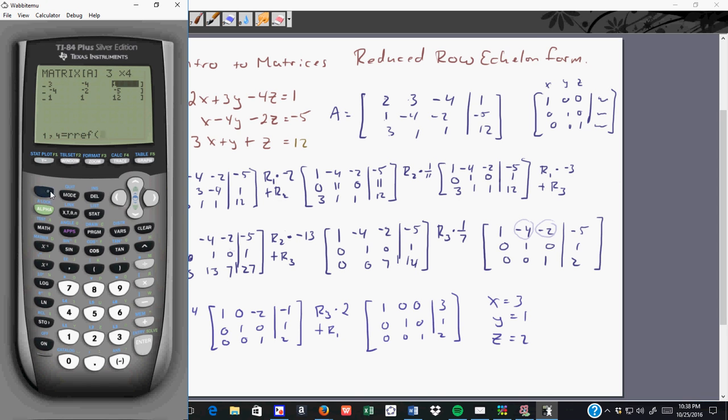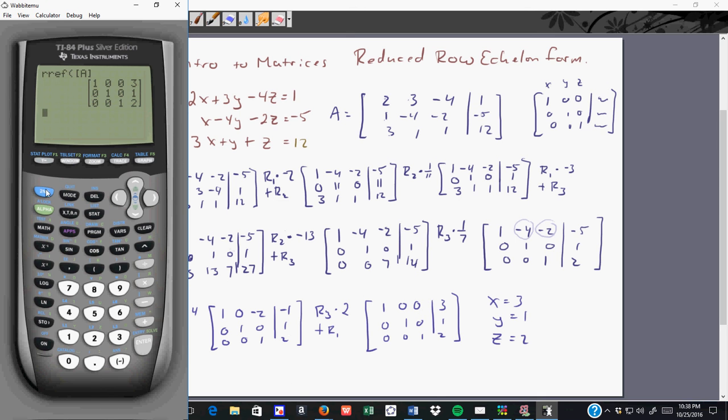Oh goodness me, I'm not sure if this is going to work. Let me get out of here. Let's see. I'm going to go math, reduced row echelon form, and this was matrix A. And when I do that, look at this. 1, 0, 0, 3, 0, 1, 0, 1, 0, 0, 1, 2.